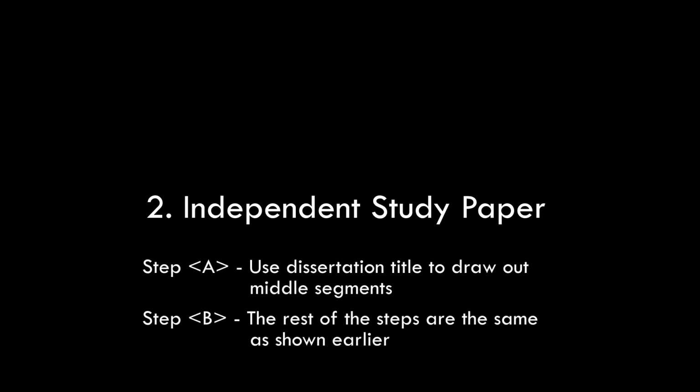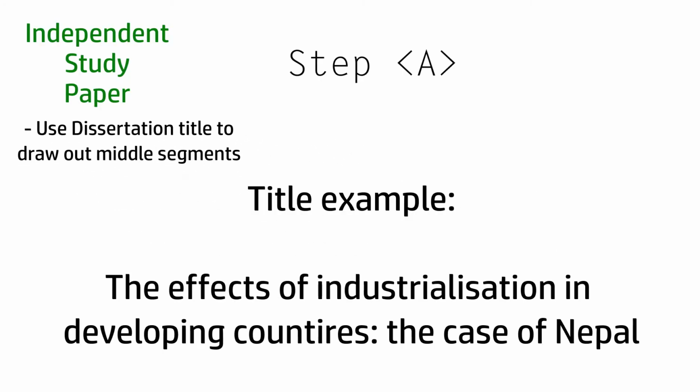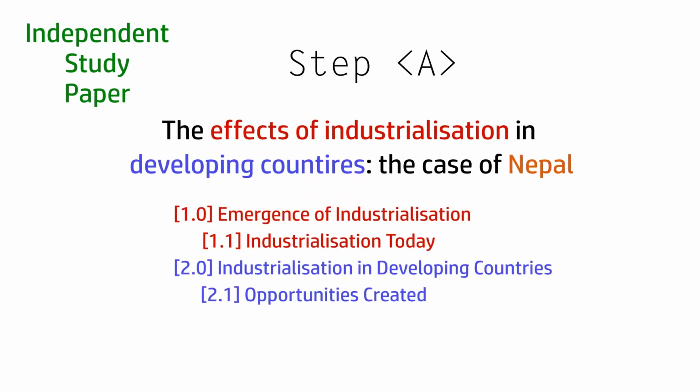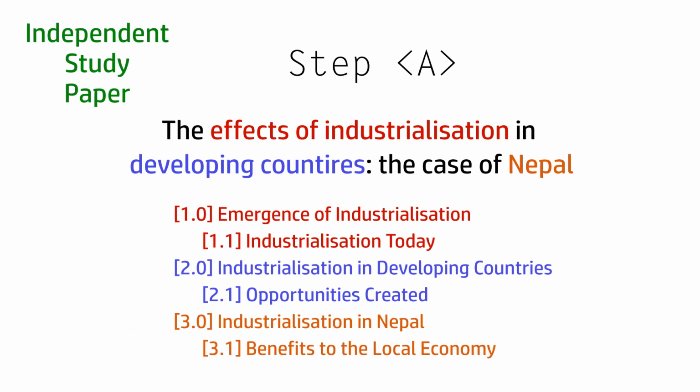For dissertations and other independent research papers, the steps to finding the thesis statement are the same, except for certain differences. They are as follows. Step A. Come up with a title for your dissertation, then use the different components of your title to determine the headings for the middle segment. You will be able to find how different aspects of your subject are affected by various issues and topics. The headings will be determined by the topic you choose to write about.